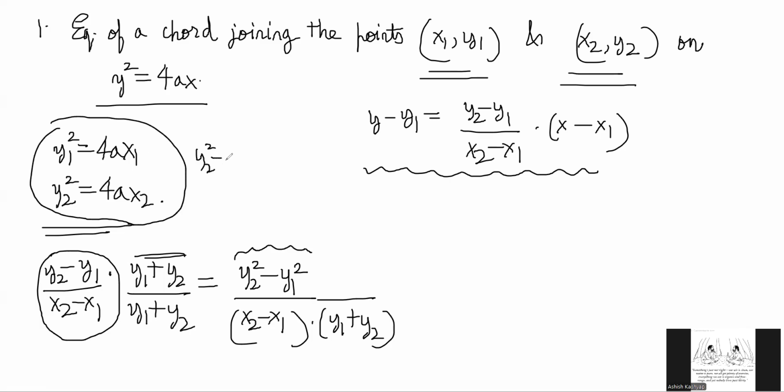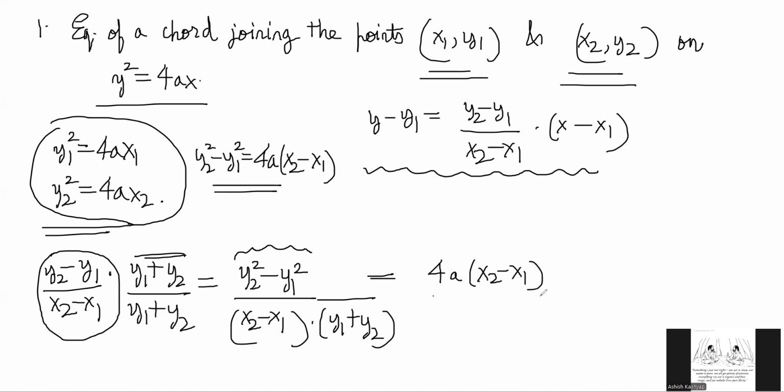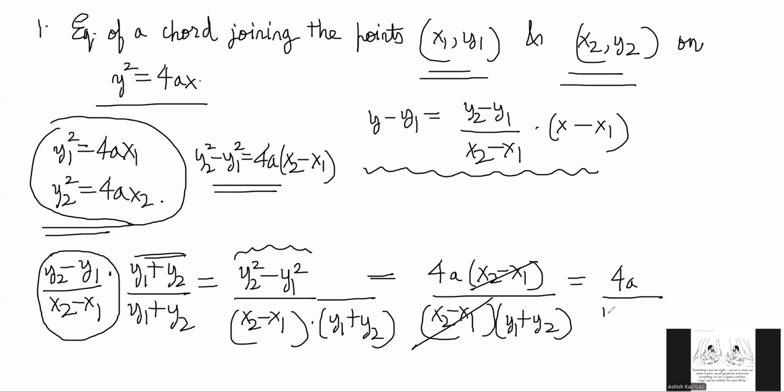Y2 square minus y1 square is equal to 4a(x2 minus x1), right? So we'll use that here. This becomes 4a(x2 minus x1), and that will cancel the x2 minus x1 present in the denominator. You'll have y1 plus y2 here. Basically the slope is coming out to be 4a by (y1 plus y2), right?